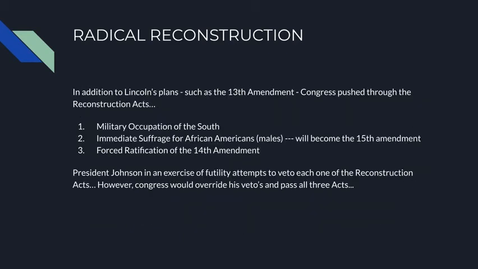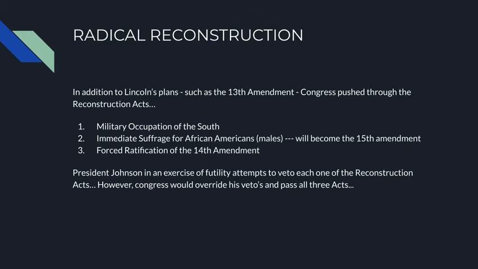In addition to Lincoln's plans, such as the 13th Amendment, Congress would then go ahead and push through what's known as the Reconstruction Acts. The Reconstruction Acts consist of three things. 1, military occupation of the South. 2, immediate suffrage for African American males. This will become the 15th Amendment.